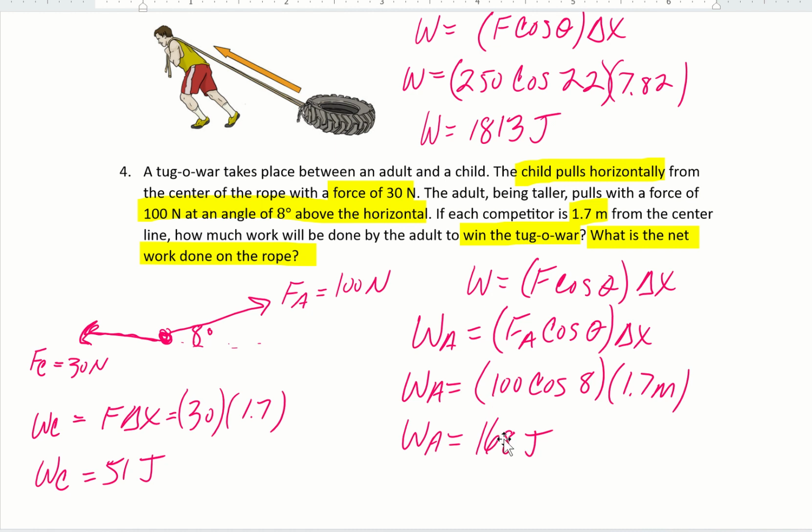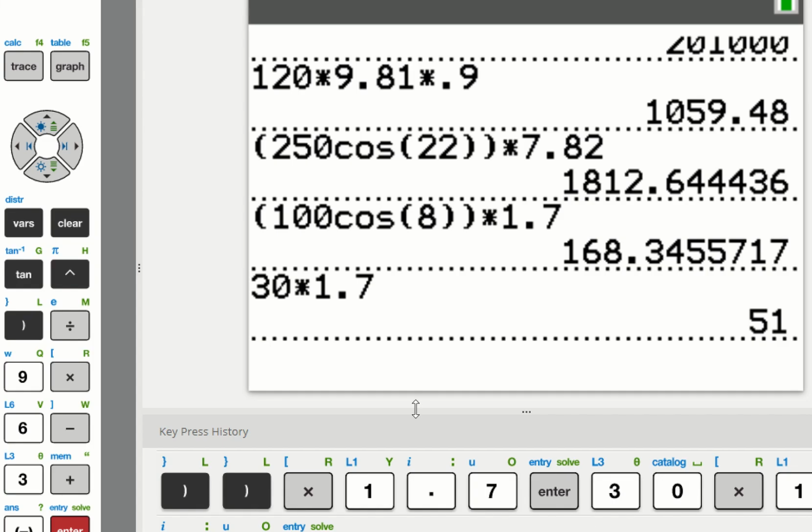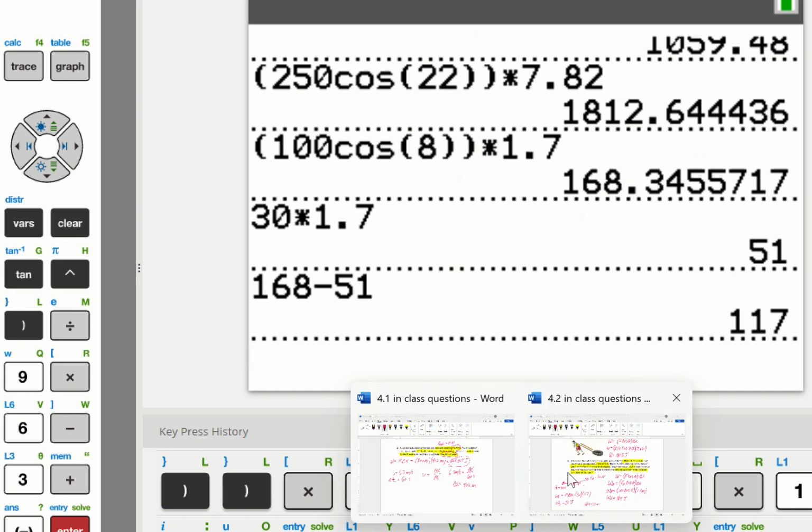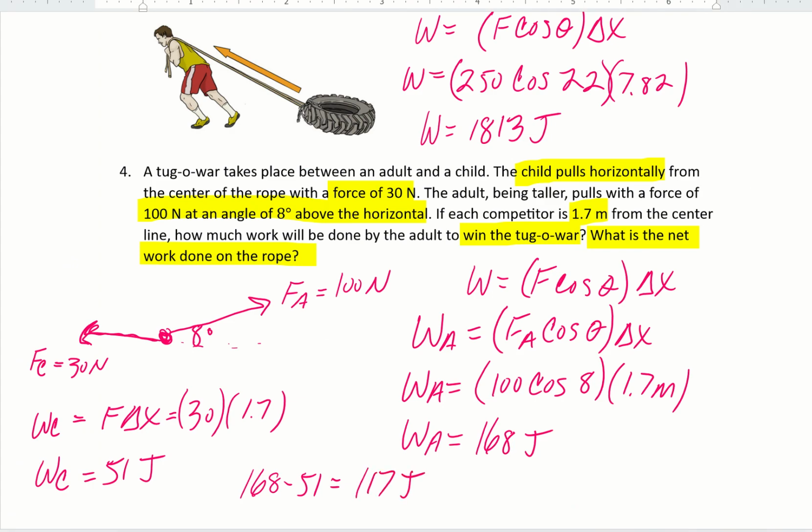And so the net work would be subtracting, because we're going in opposite directions, the adult minus the child. So 168 minus 51 is 117 joules. The other thing you could do is calculate the net force on the rope, and then use that as your force in the F delta x equation. Either one will work.